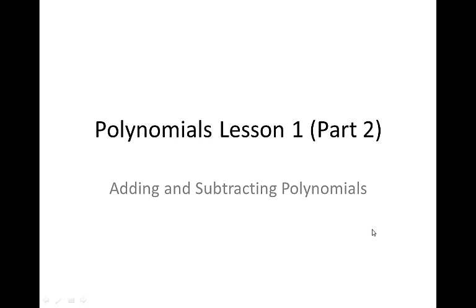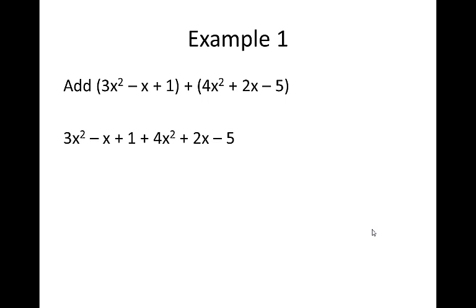This is Polynomials Lesson 1 Part 2, just adding and subtracting polynomials. So example 1: 3x squared minus x plus 1, plus 4x squared plus 2x minus 5. Really nothing new here. Just clear the parentheses. There's nothing to clear, right? The plus doesn't mean we have to distribute anything. There's an understood 1 here, but it doesn't do anything. So we can basically just rewrite this without the parentheses.